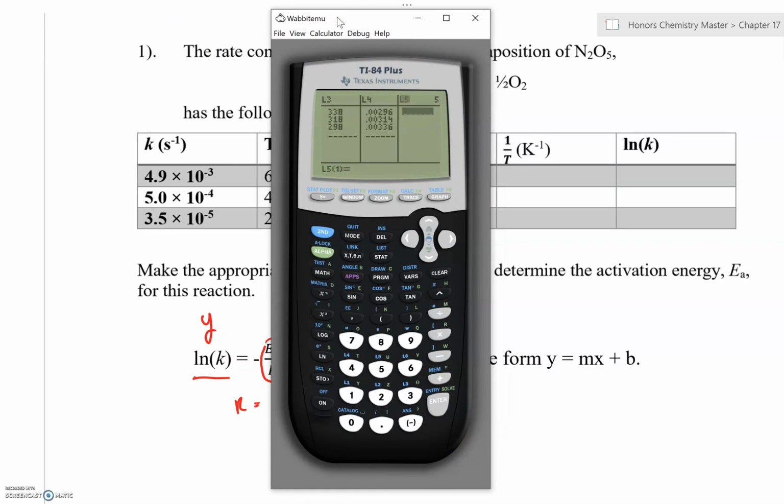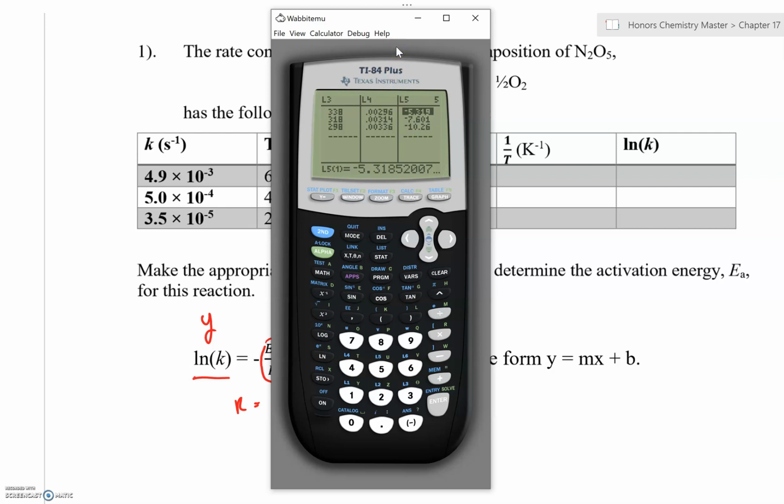I'm going to tell the calculator to take L5. Remember that L1 is where we put all of our rate constant k. So I'm going to tell the calculator that in L5, I want to take the natural log of everything that's in L1. Okay? So that means that now we have inverse of temperature in L4, and the natural log of the rate constant in L5.